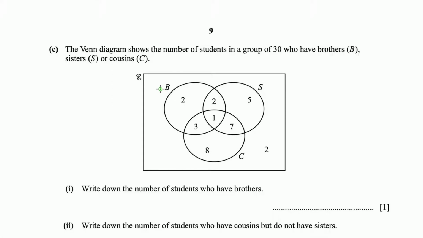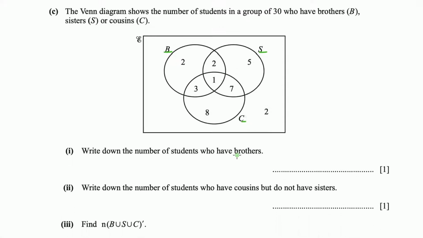Let us move to the part C. So the Venn diagram shows the number of students in a group of 30 who have brothers, sisters or cousins. Okay, B means brothers, S means sisters and C means cousins. Write down the number of students who have brothers. So how many students have brothers? Everyone that is in the B circle will have brothers. So this is 2 plus 2 plus 3 plus 1, which is 8.